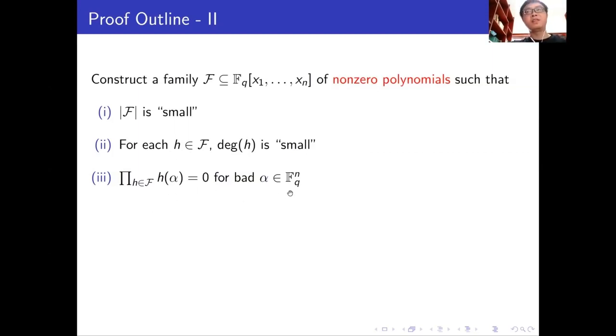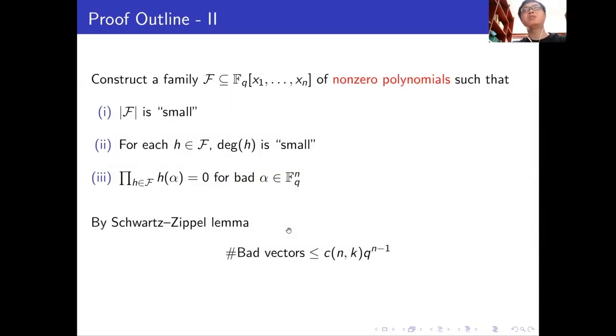Using this property, it is easy to see that to find the upper bound on the number of bad evaluation vectors, it suffices to find the upper bound on the total number of zeros of the polynomials in F. To do so, we may apply the well-known Schwartz-Zippel lemma, which states that a bounded degree polynomial has only a limited number of zeros. Since F is only a small family of bounded degree polynomials, the total number of zeros of the polynomials in F is also small, which can be bounded from above by C_{n,k} times Q^{2n-1}, and we are done. It is clear that the core of the proof is the construction of this family F.